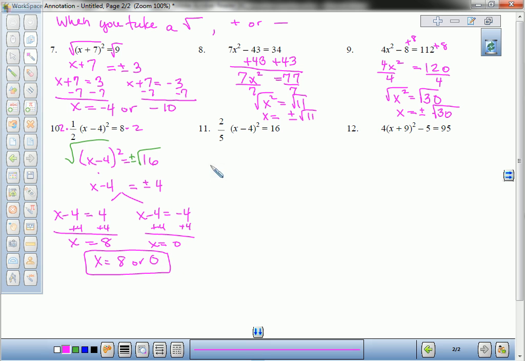Alright, so we got another fraction. This fraction's different though. It's not 1/2. 1/2 is pretty easy. This one's 2/5. So if we did the reciprocal, it'd be 5/2.